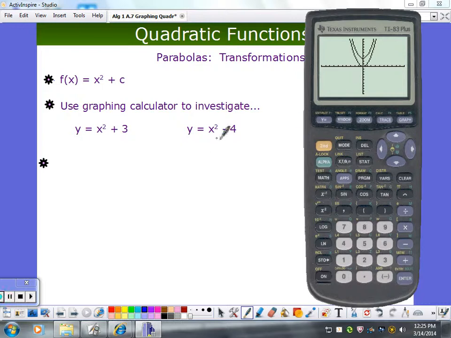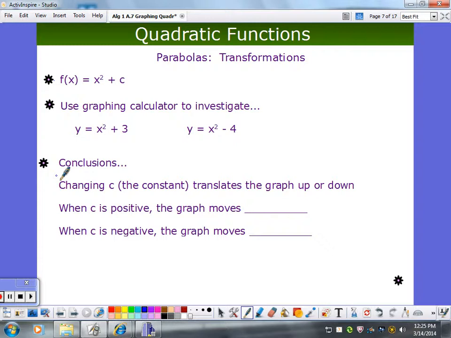Now what do you think is going to happen if I subtract 4 from x squared? It's going to get lower. And these are called translation slides. So x squared minus 4. There it goes. Moving it down. So transformations also help me get an idea what they look like.